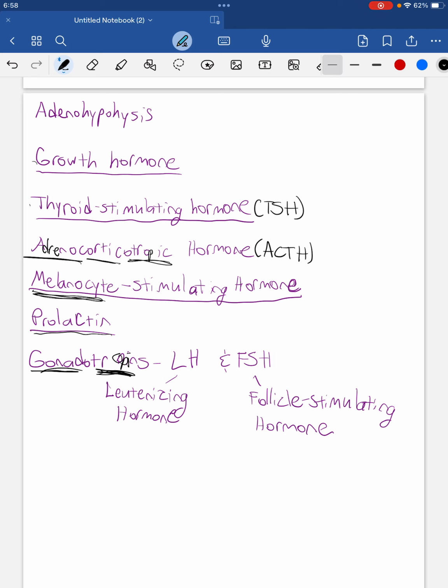Let's talk about males first, because that one's a little bit more simple. These both have effects on males and females, but there are different effects depending on if we're talking about someone with testes or someone with ovaries. So luteinizing hormone. In males, we have seminiferous tubules. These are found within the testes. If we were to do a transverse section through the seminiferous tubule, there is an inside area and then an outside surrounding area.